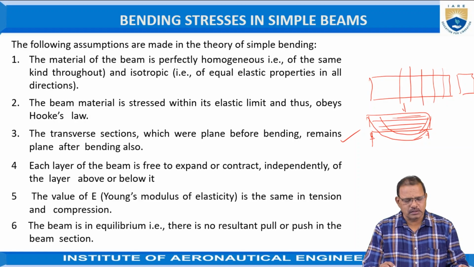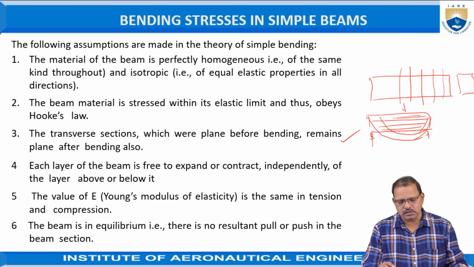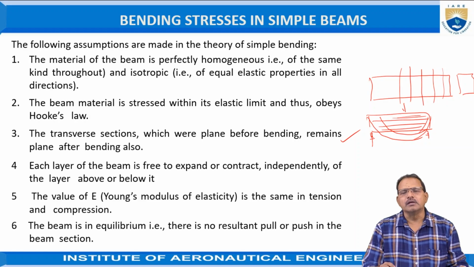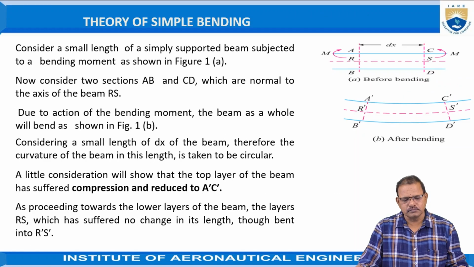The fifth one: the value of E, that is Young's modulus, also called modulus of elasticity, is the same in tension as well as compression. The sixth one: the beam is in equilibrium, that is, there is no resultant pull or push in the beam section. So these are the assumptions made to explain the theory of simple bending.